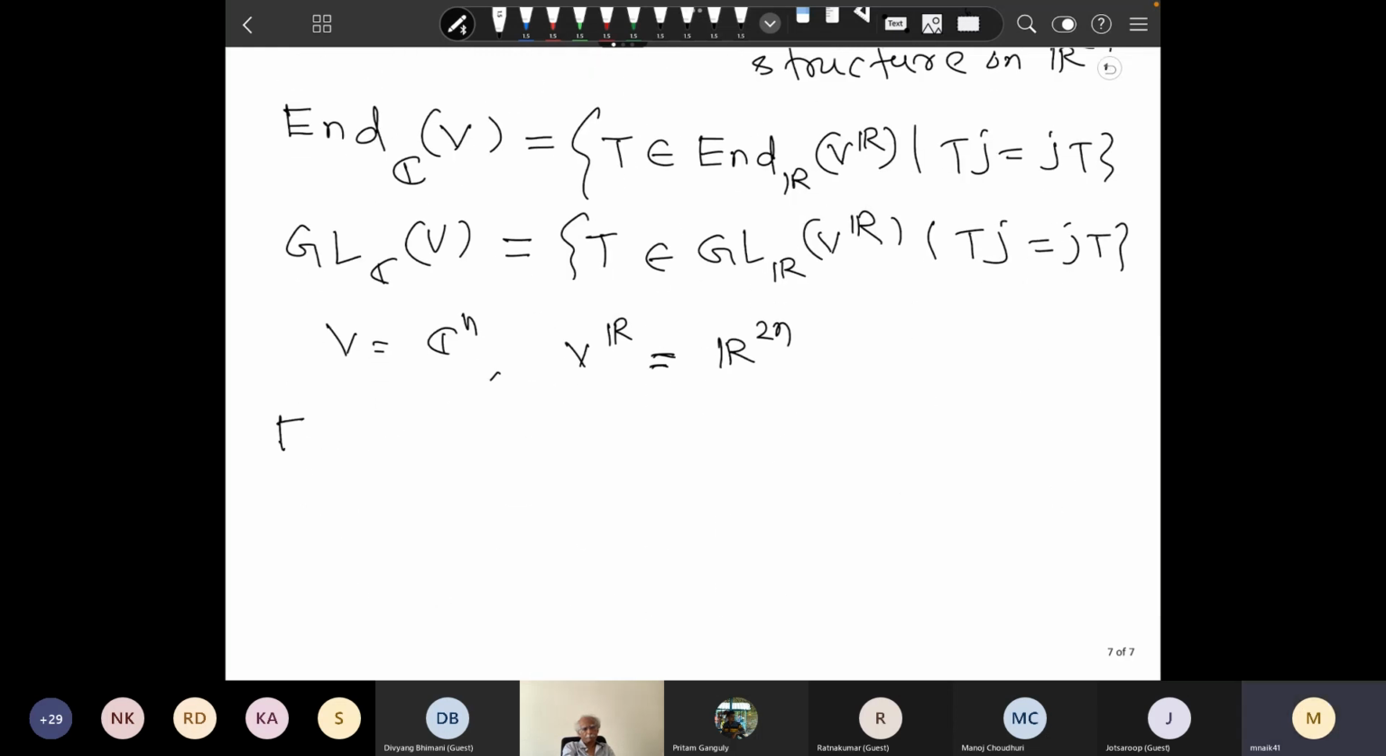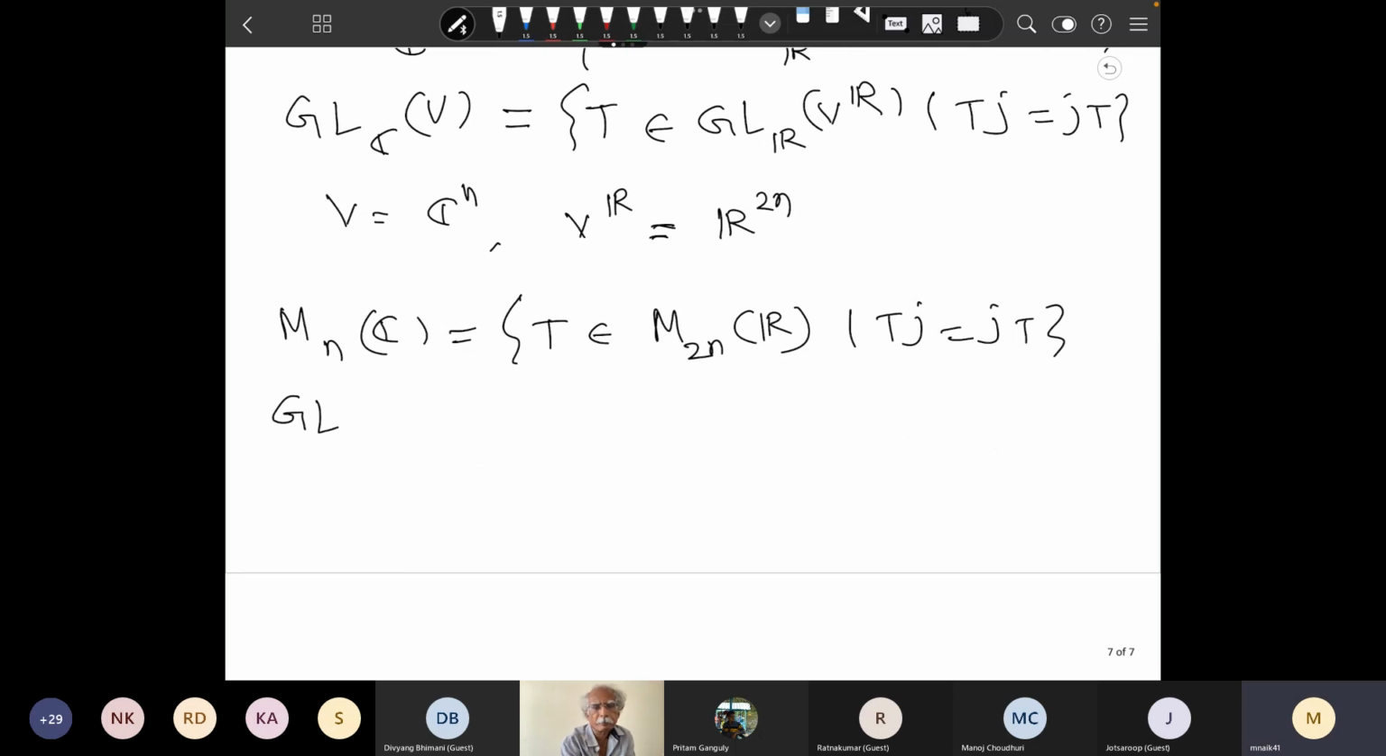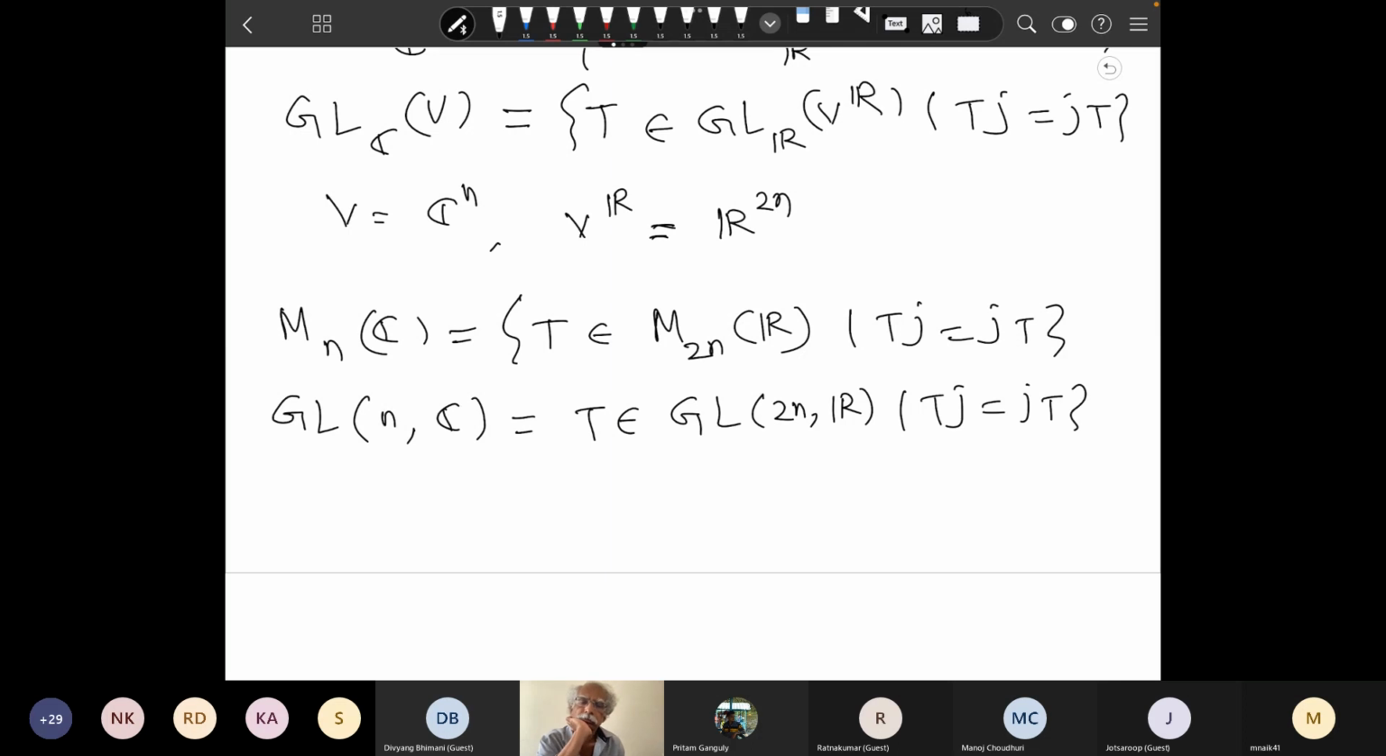So here you will get that if you put this, what are the complex linear maps on C^n over C? That is nothing but, if you put this thing, you'll get M_n(C). T belongs to M_2n(R) so that TJ is equal to JT. And you will get GL_n(C), if we put this, T belongs to GL_2n(R) so that TJ is equal to JT.